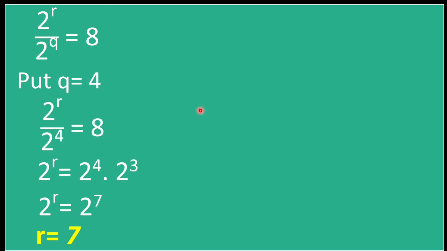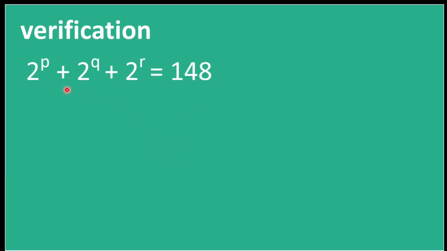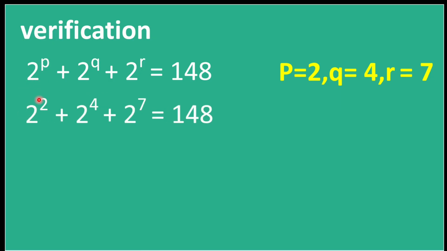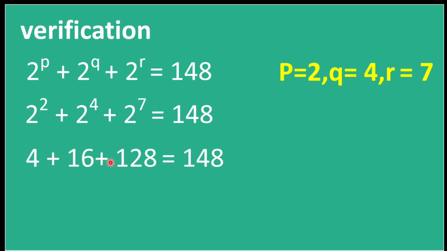Let's verify as well. For verification, this was our given question, and we have found the values of p, q and r as p = 2, q = 4 and r = 7. Now we will put these values in this equation. 2 squared equals 4, 2^4 equals 16, and 2^7 equals 128. So 4 + 16 + 128 = 148. So 148 equals 148, hence it is proved and verified as well.